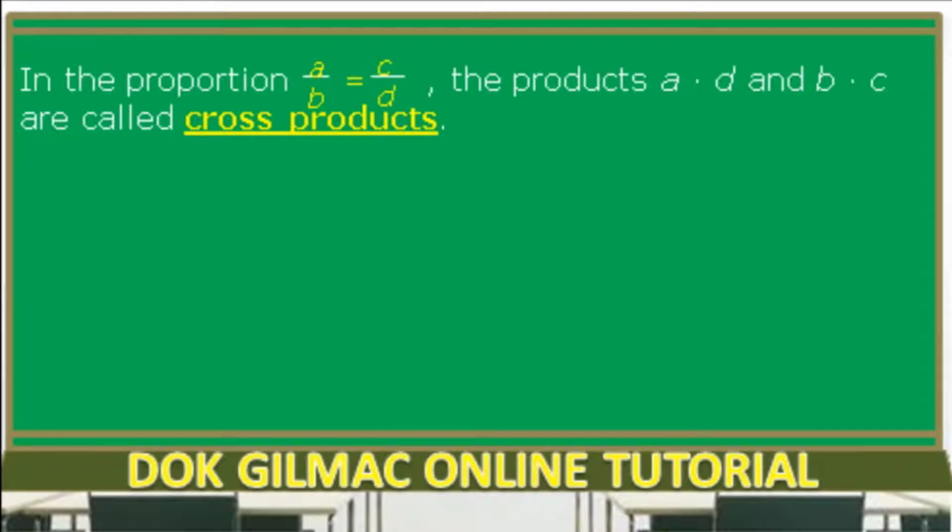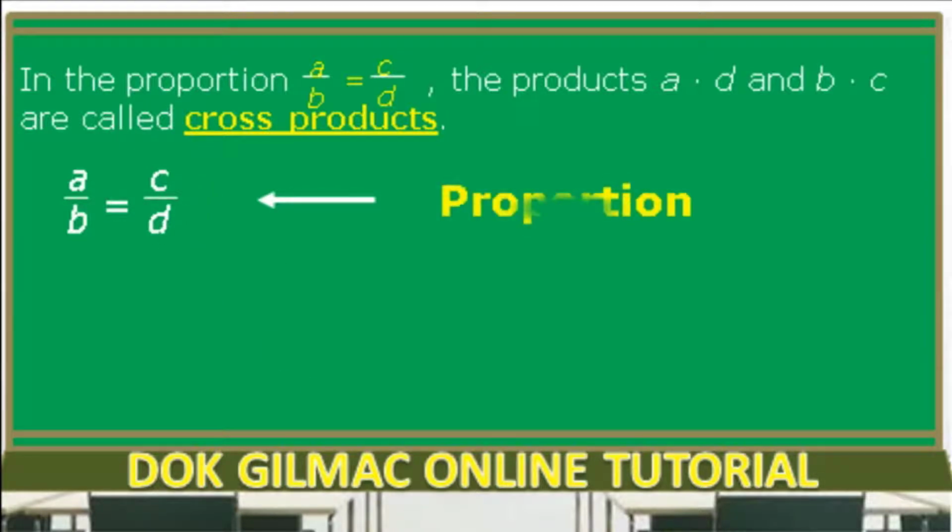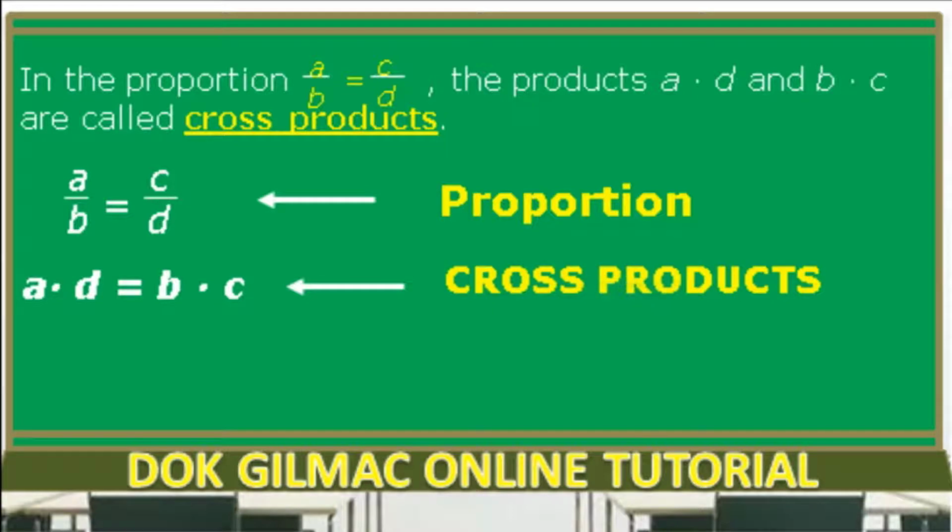In the proportion A/B is equal to C/D, the products A times D and B times C are called cross products. A/B is equal to C/D is what we call a proportion. A times D is equal to B times C is called cross products.